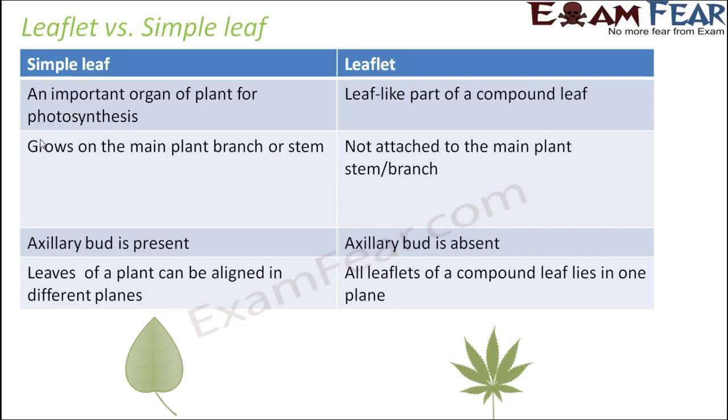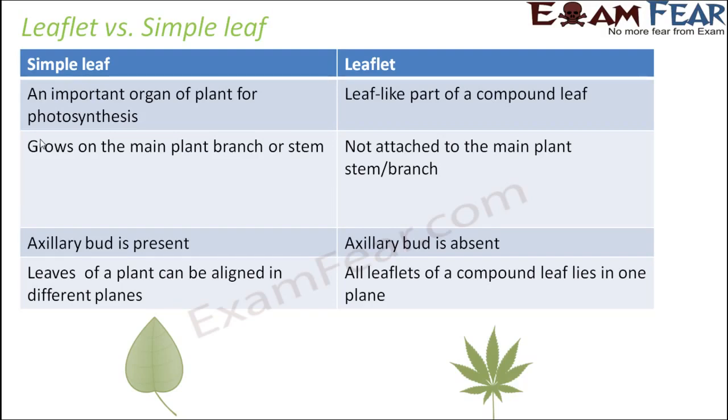Now many people often have a question in their mind: how does a leaflet vary from a simple leaf? Because when I am talking about a compound leaf, it looks to you as if there are many leaves arranged together. So how does a leaflet vary from a simple leaf? This is something very, very important, and very interesting as well, because this question comes to many of your minds.